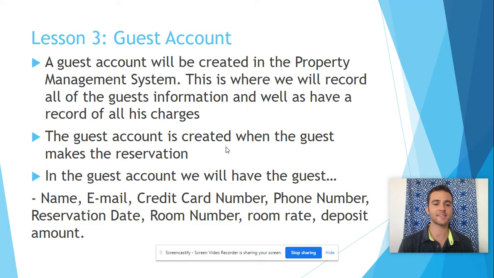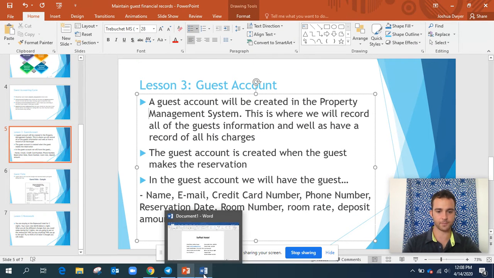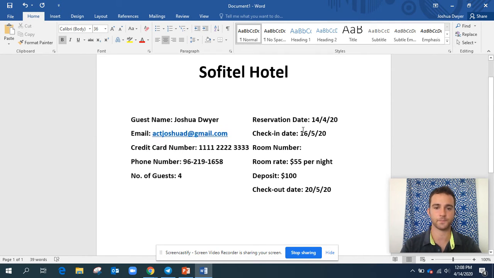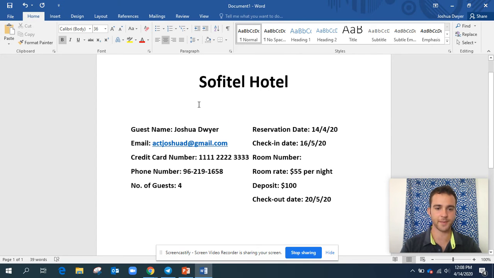In the guest account, we will have lots of information. This will include the guest's name, the email, the credit card number, the phone number, the reservation date, room number, room rate, deposit amount, and I forgot to put in the check-in date and the check-out date. So I made a very simple guest account to show what that might look like. As you can see here, it says the Sofitel Hotel, and here's all the information that I just talked about.